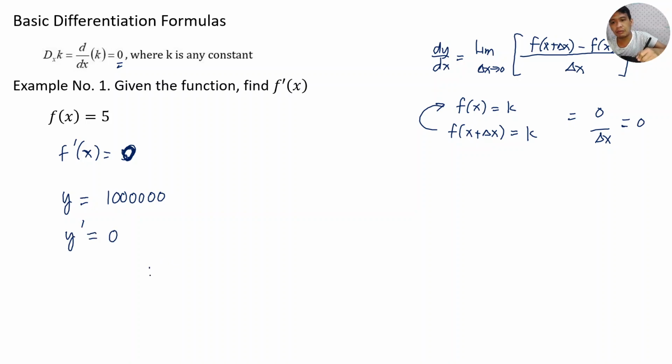So how about y is equal to pi? So we know pi is 3.141592654. Since it's a constant, its derivative is equal to 0. For this basic differentiation formula for a constant, so let's try the second one. For any constant, the derivative is 0.